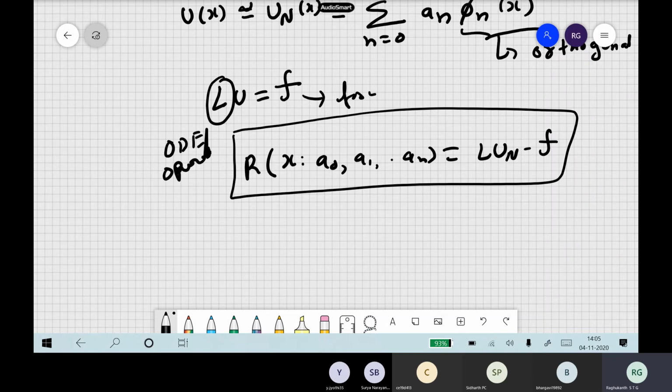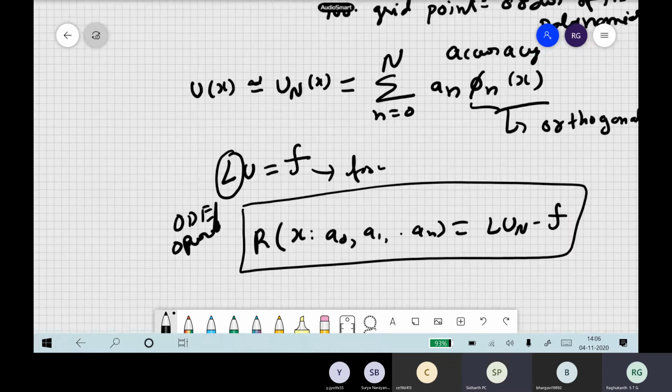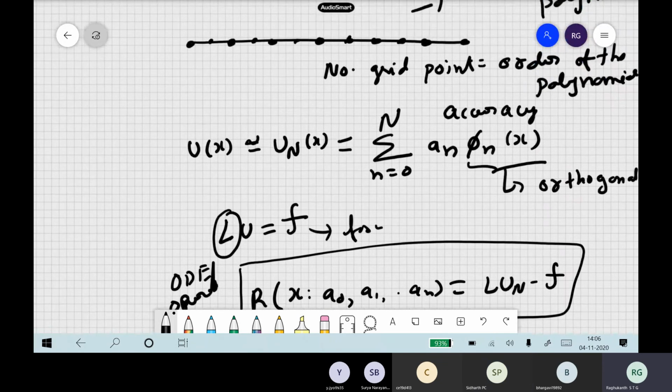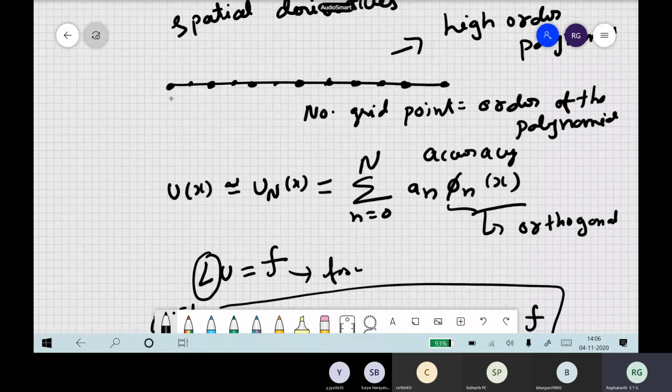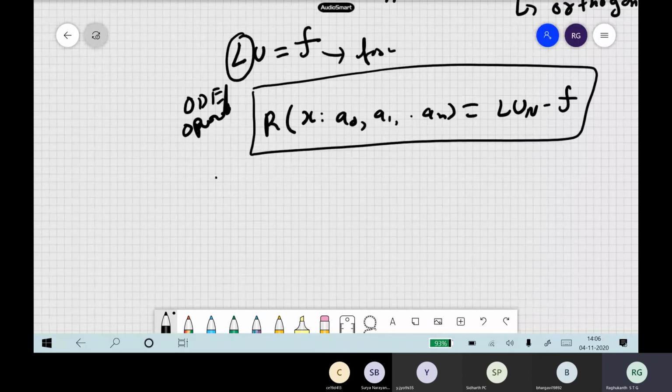What do you do with this residual in the pseudo-spectral method? How are you going to find the coefficients a_0, a_1 and so on? Equate the residual to 0 at these points. So we equate the error to be 0 at these grid points, and automatically we get our coefficients. That is the philosophy. What do you call these types of points? These grid points are collocation points. It is what we call the collocation method actually. This is also a very important thing.